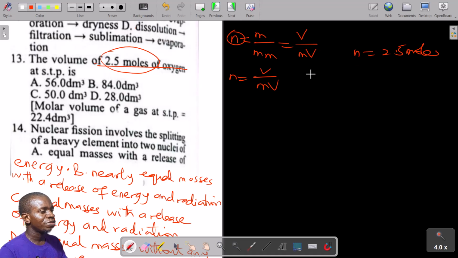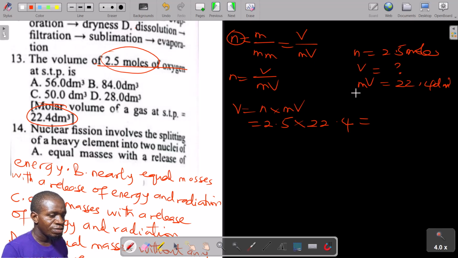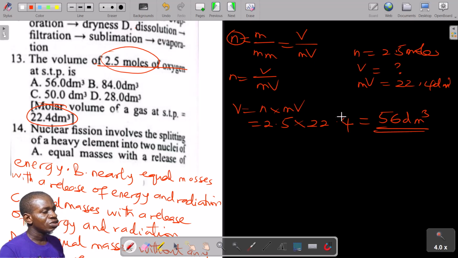My n is equal to 2.5 moles. Then I'm looking for V. My V is unknown. And my molar volume normally is always a constant. Look at the value, which is equal to 22.4 dm cube. So what am I going to do now? I'm looking for volume. I'll just say that my volume is equal to n times molar volume. So which is equal to, what is my n? 2.5 times, what is my molar volume? 22.4 dm cube. And this will automatically give me what? Let's check the calculator. 2.5 times 22.4 is going to give me 56 dm cube. I'm using this formula method because it's quite easier than the first principle method. So the correct answer is 56 dm cube, which is option C.